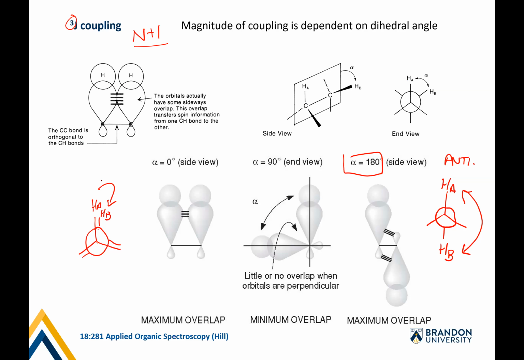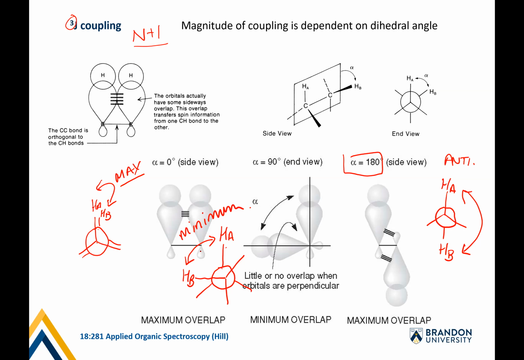This would be another maximum. They're at a minimum when the two of them are actually at 90 degrees. So, usually we don't draw our Newman projections at 90 degrees, but if HA and HB were at 90 degrees, this would be a minimum.